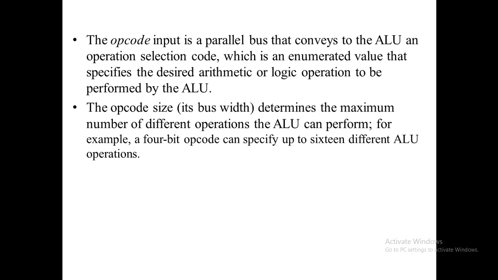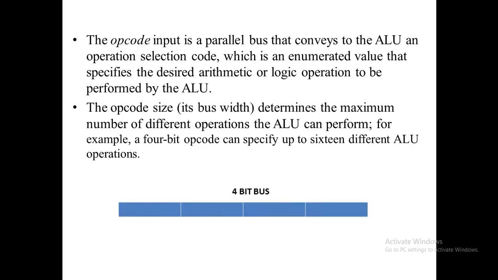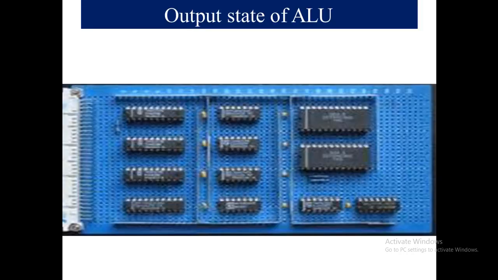The opcode size, meaning the bus width, determines the maximum number of different operations the ALU can perform. For example, if you have a 4-bit opcode, it can specify up to 16 different ALU operations, as 2 raised to the power 4 is 16, because each bit can be 0 or 1. As you can see, here is a 4-bit bus that can perform 16 different ALU operations. So this was the operational state of the ALU.